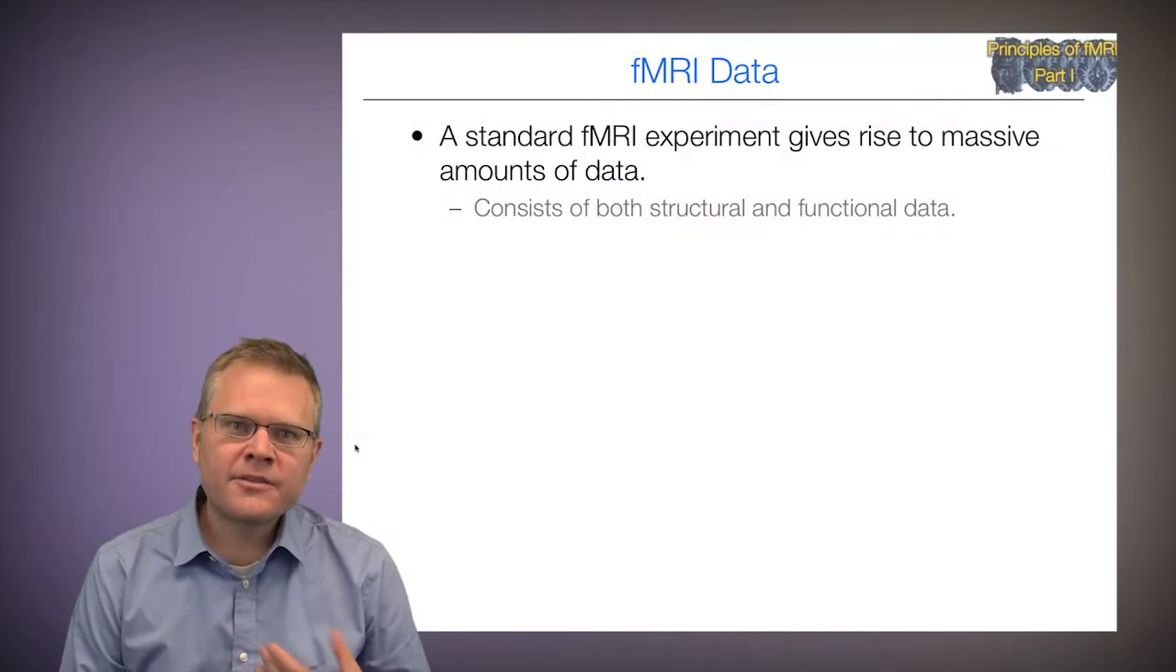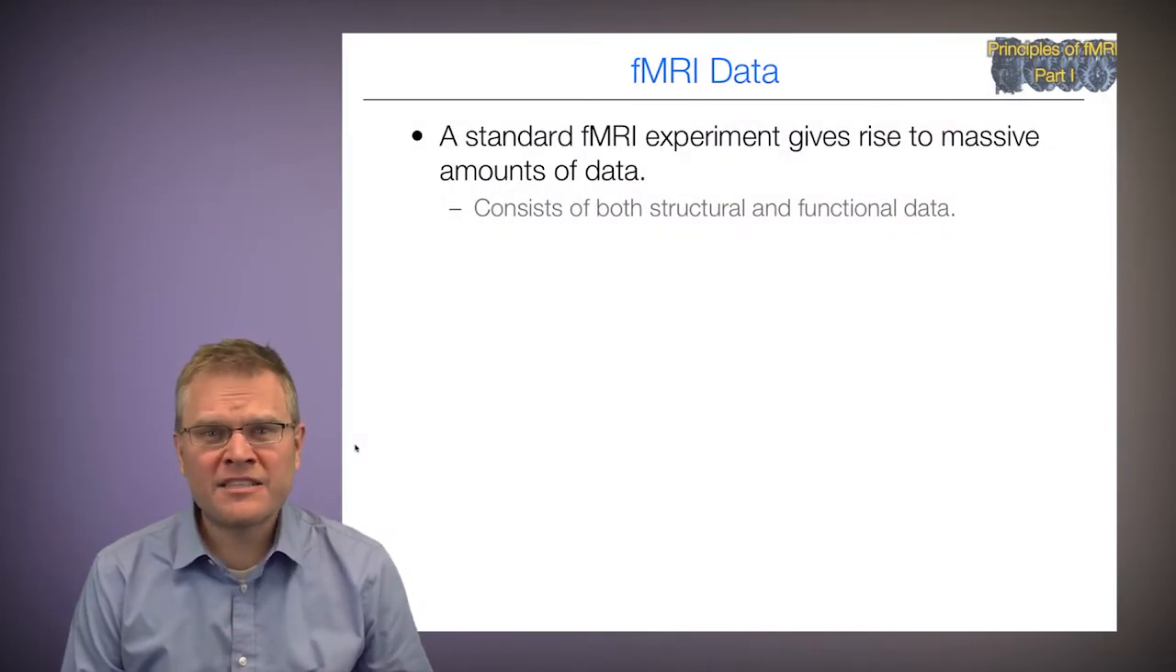Hi, in this module we're going to be talking about fMRI data structure. This is going to be important when we get into the data analysis and the statistical analysis of fMRI data. We have to try to understand how the fMRI data is structured and know a little bit about the nomenclature. A standard fMRI experiment gives rise to massive amounts of data.